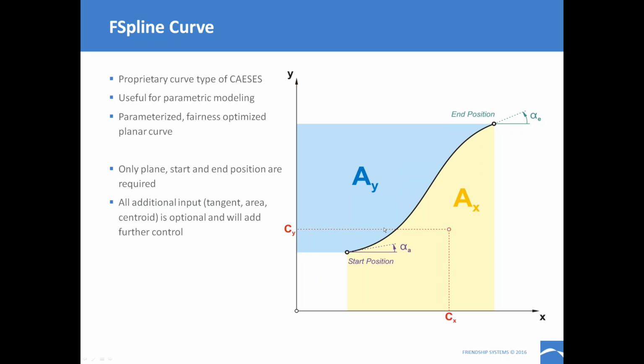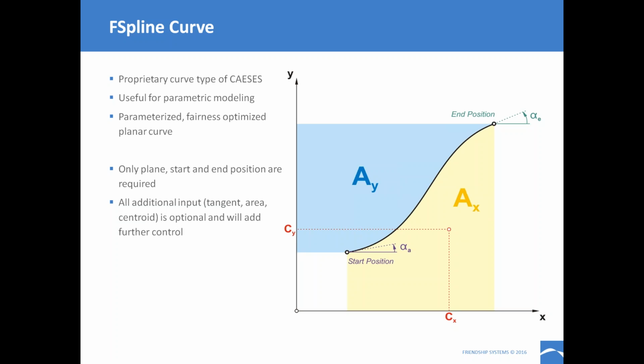So you can then start adding more parameters or more input. For example, as we see here in the picture, you can specify the tangent at the start of the curve or the tangent at the end of the curve. You can specify the area between the curve and one of the axes. So you see here there's two possible areas we can specify in this example. And if you have specified the area, you can also additionally specify the centroid of this area to define how the area is distributed under the curve.